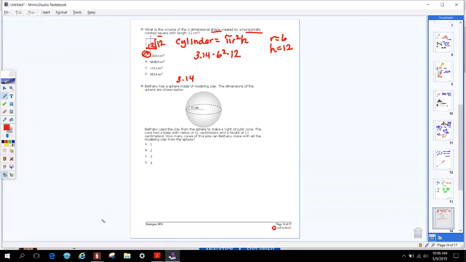Okay. Next, Bethany had a sphere made of modeling clay. The dimensions of the sphere are shown below. Notice that they were nice and they gave us the radius, but you won't always get the radius. Bethany used clay from the sphere to form a right circular cone. The cone has a base with a radius of 11 and a height of 11. How many cones this size can Bethany make?